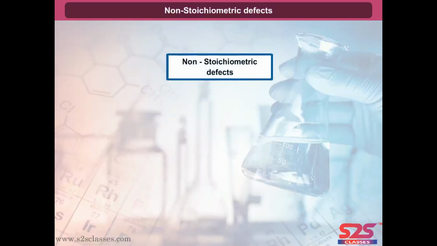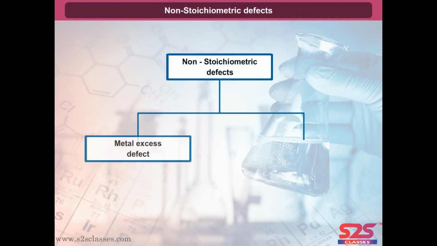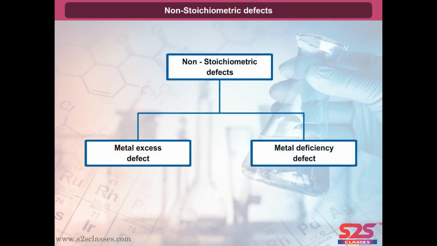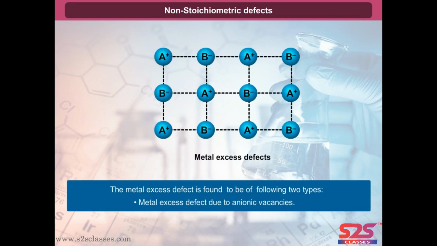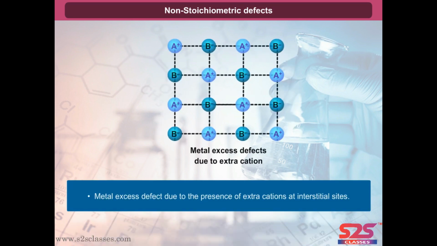Non-stoichiometric defects are of two types: metal excess defect and metal deficiency defect. The metal excess defect is found to be of the following two types: metal excess defect due to anionic vacancies, and metal excess defect due to the presence of extra cations at interstitial sites.